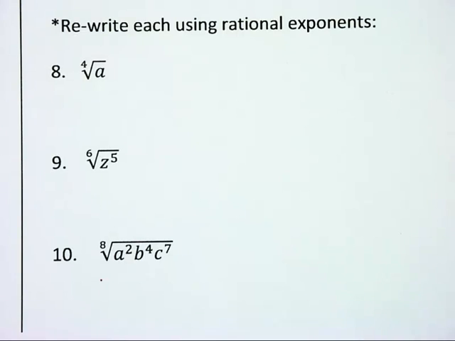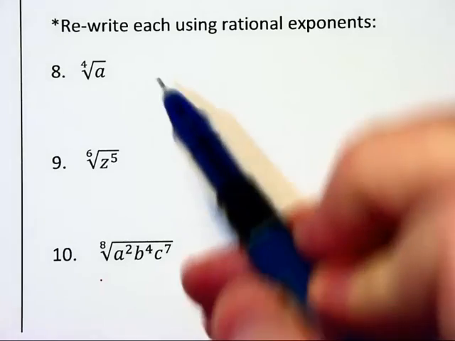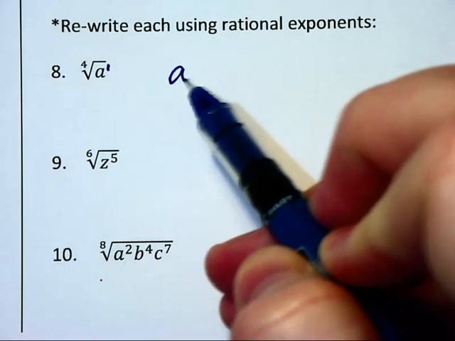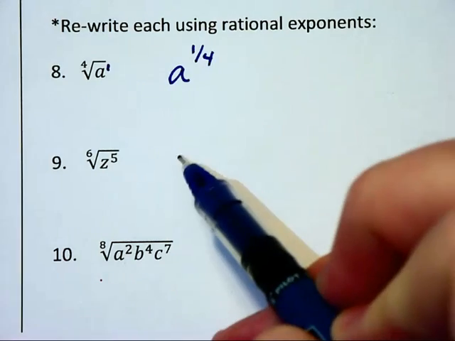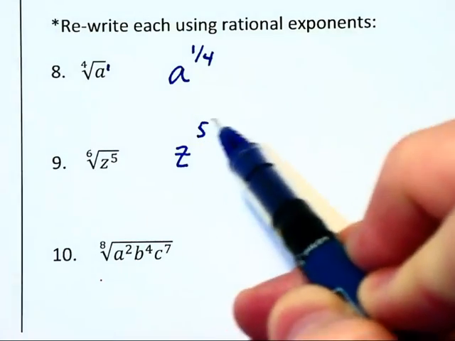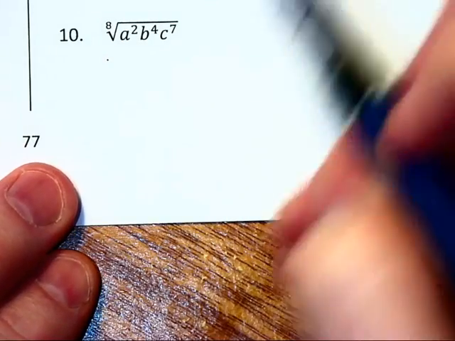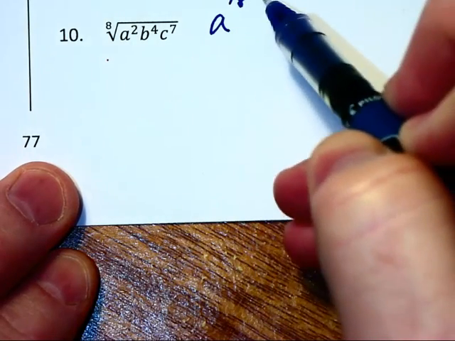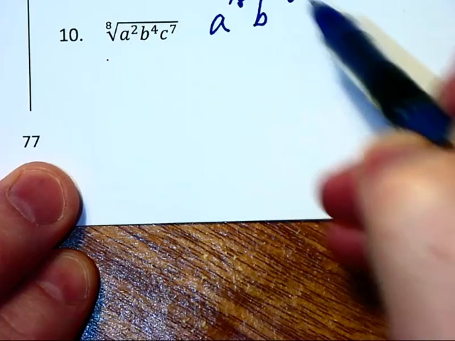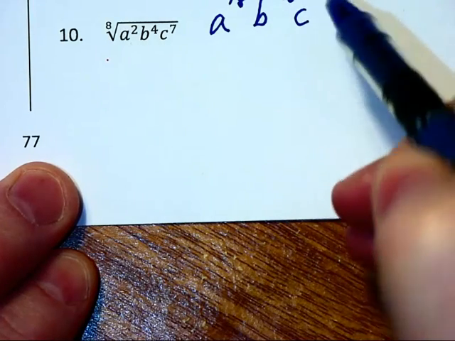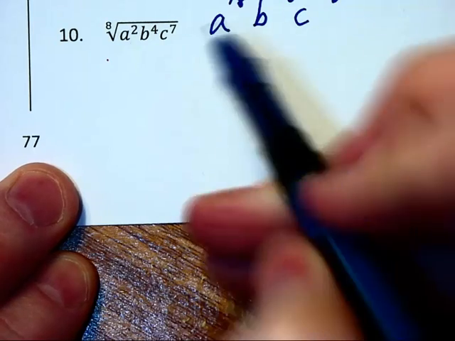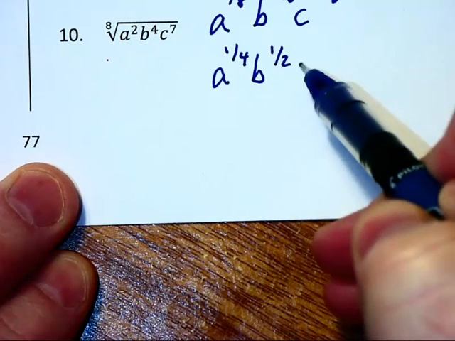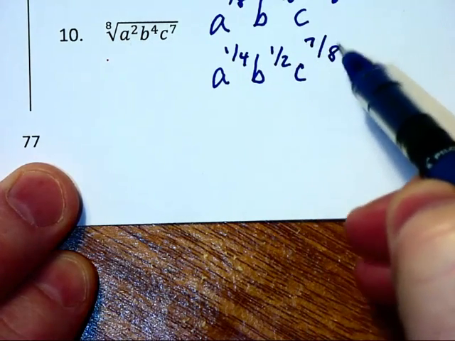Now we get some practice going from radical form into rational exponents. Because that a inside the radical is an a to the first power, this is going to become a to the 1/4. This next problem will become z to the 5/6. And for problem 10, we would have a to the 2/8, b to the 4/8, c to the 7/8. But we can always reduce fractions, so we would write this as a to the 1/4, b to the 1/2, c to the 7/8, like that.